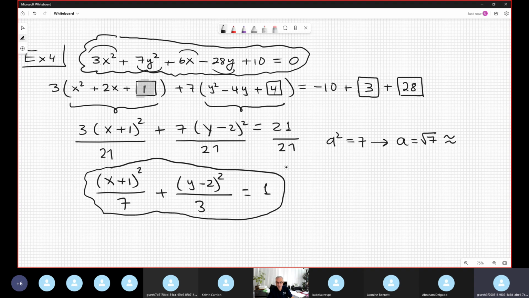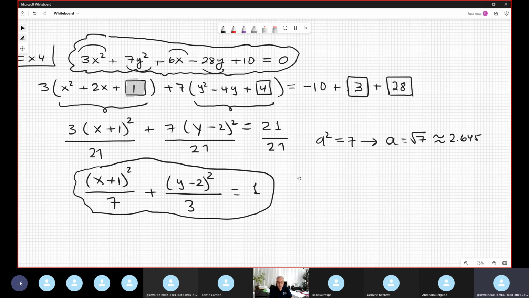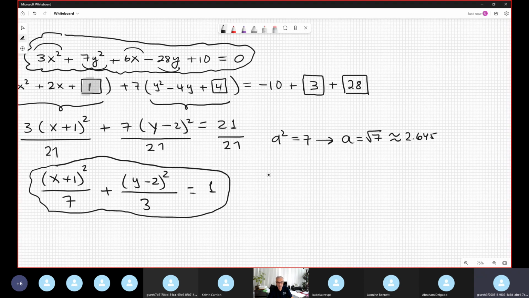This is an irrational number. You put it in the calculator, and the answer is 2.645, just to have some idea. And b squared is 3. Therefore, b alone is radical 3, approximately 1.73. It's a weird number, right? But it's okay. It's a number. And what about c?